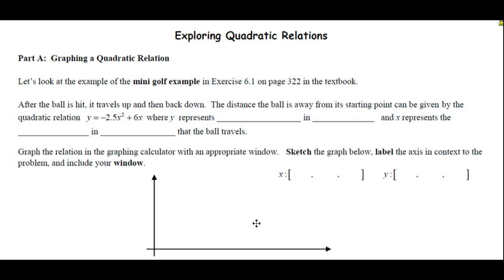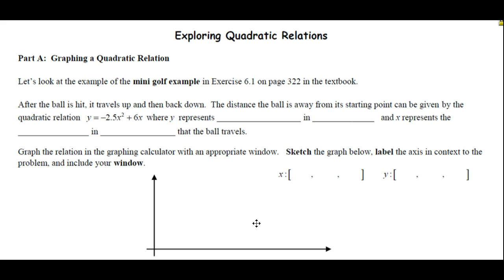The distance the ball is away from the starting point can be given by the quadratic relation y is equal to negative 2.5x squared plus 6x, where y represents the blank in blank. So what's the y value when that ball goes up and back down? Does it say anything on the graph? What relation we're graphing? Ball is hit, and what do we measure?